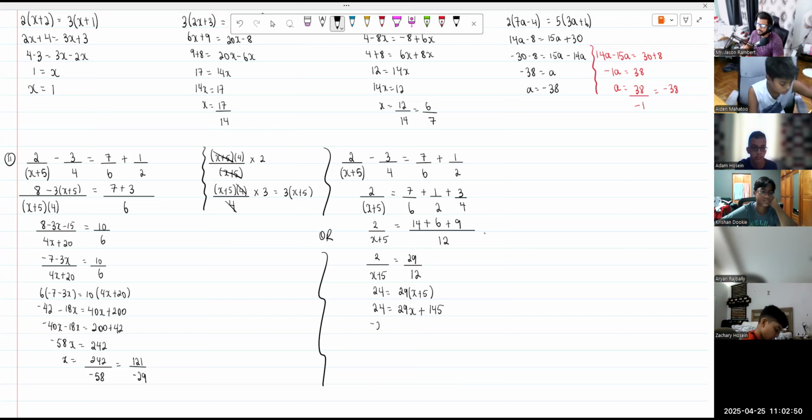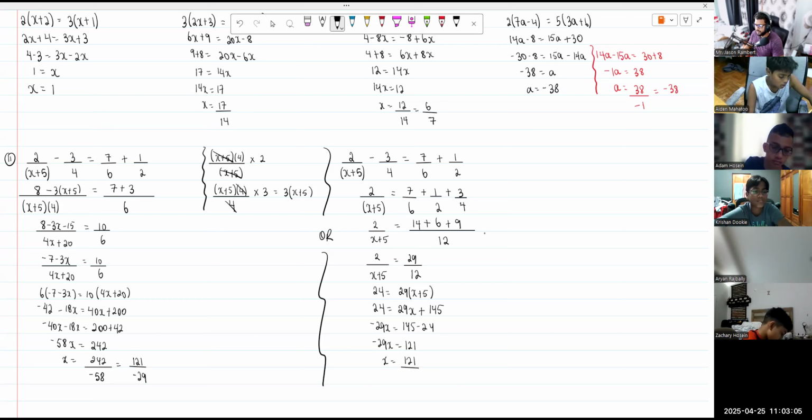Move the 29x. 24 is equal to 145, take away 24, which is 121. And x is 121 over negative 29. I get the exact same answer with less complications. All I'm saying is that.